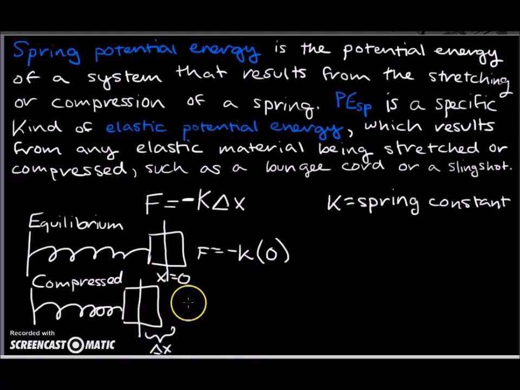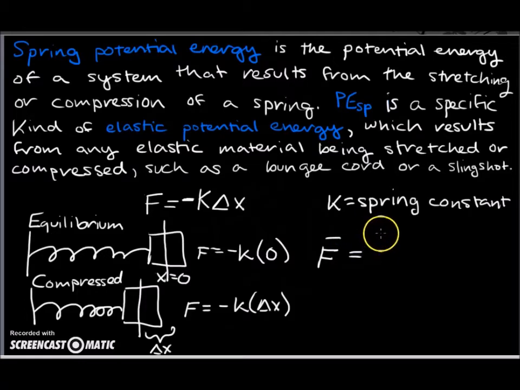So our force in this situation is F equals negative k times delta x, which is our formula for that. But we need to find the average force of this situation. So our average force is equal to our initial force plus our final force, even though it might not necessarily be the final force in real life, divided by 2. So we're taking the average of these two forces.